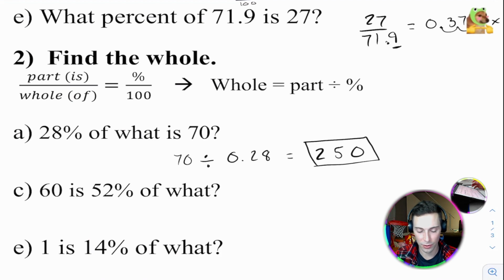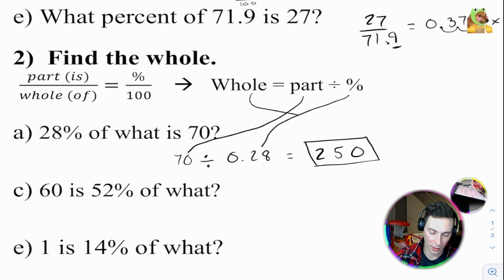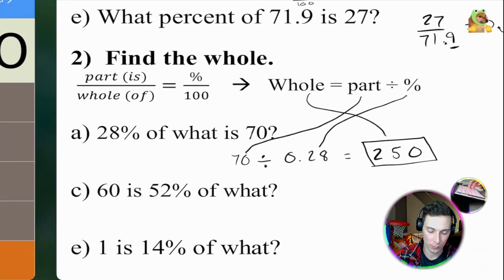It is not a percentage. This was our percentage. 250 is the whole, right? So this is our part, this is our percent, and this is our whole.